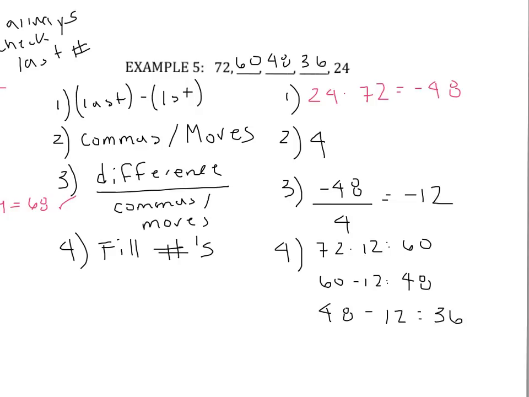And remember, one of the most important parts is to check your last number. 36 minus 12 gives me 24. That's the last term in my sequence, so I must have done it correctly.